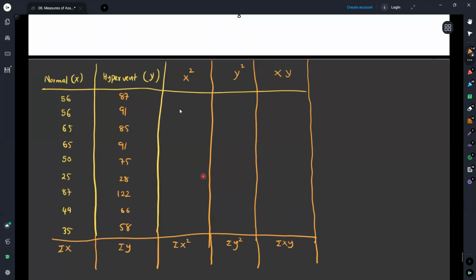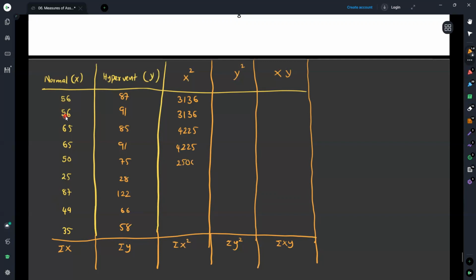Prior to getting the summations, I'll try to fill these three columns. Here, as the first column, it is the x squared column. For the first value, what we can take is 56 squared. We can get that value as 3,136. For the second value, again 56 squared is needed. Then 3,136. In this way, we can fill up this column.